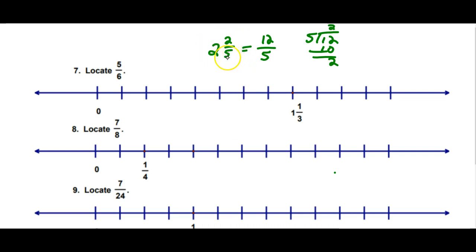Now if I gave you this right here and say change it back into an improper fraction, you would take this 5, times it by the 2, and then add this numerator to it. So 5 times 2 is 10, and then 10 plus 2 equals 12. And that gives you your numerator, and just put it back underneath that denominator there, and you get 12/5. So that's going from improper fraction to a mixed number, and a mixed number back to an improper fraction.